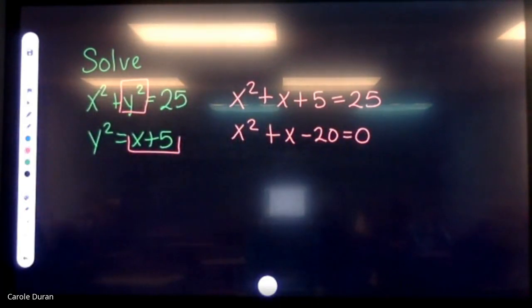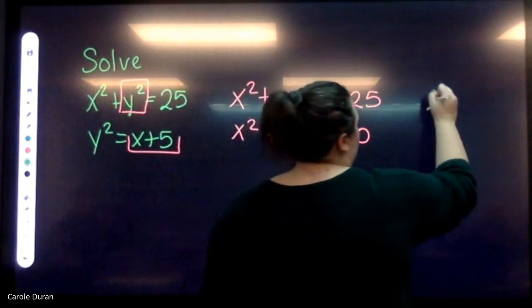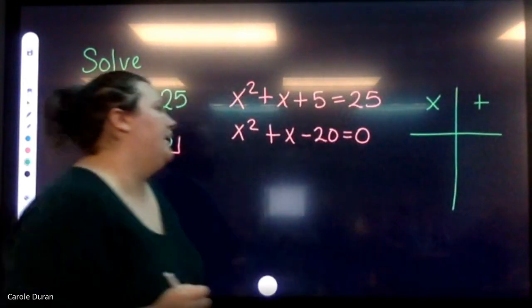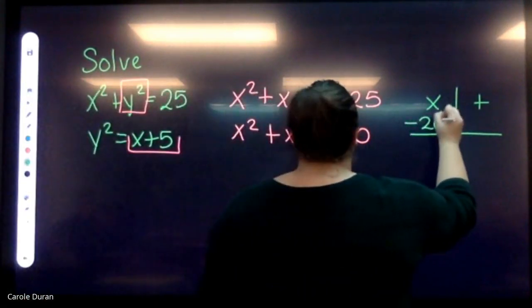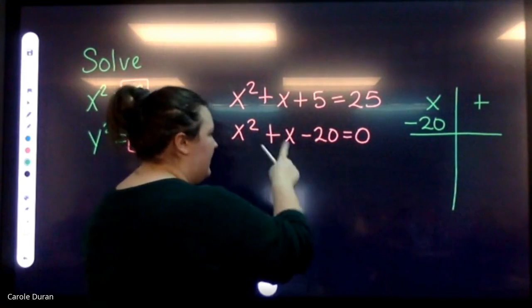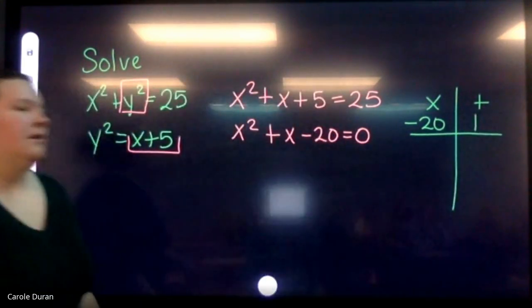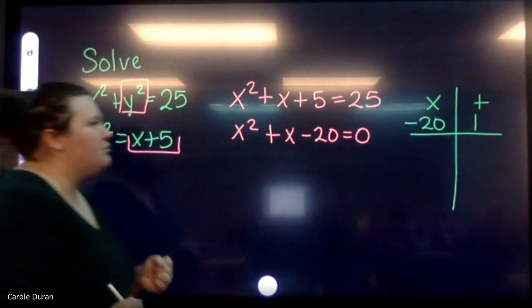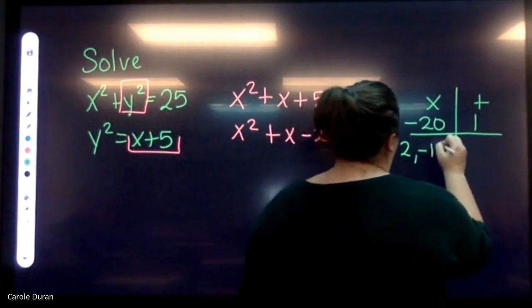Now I wanted to factor this, Ariana, so what am I looking for? Two numbers that multiply to what and add to what? So multiply to negative 20 and add to what? That's a 1. Okay. So now we're just going to start going down the list. Ariana, what's negative 20 divided by 2? Okay, so I have 2 and negative 10. What does that add up to?